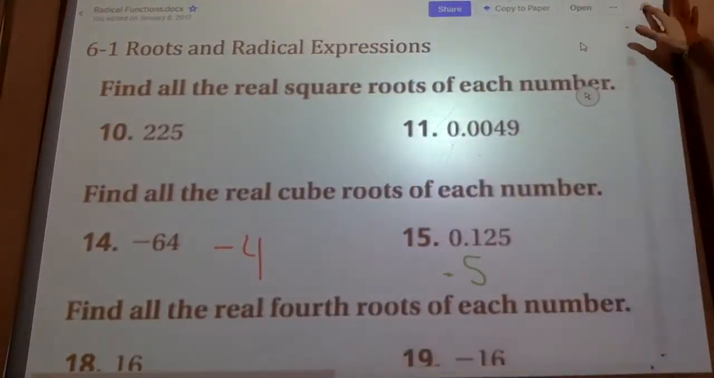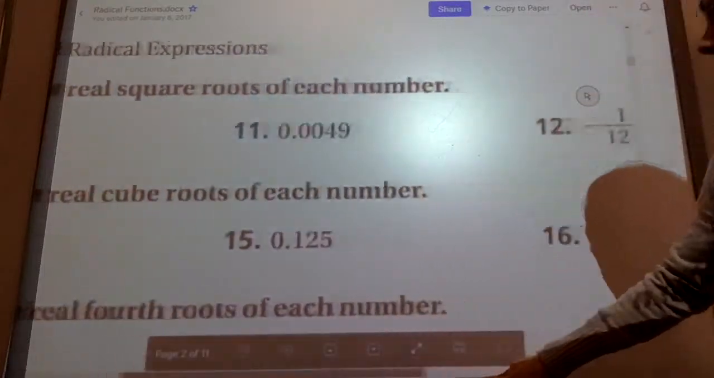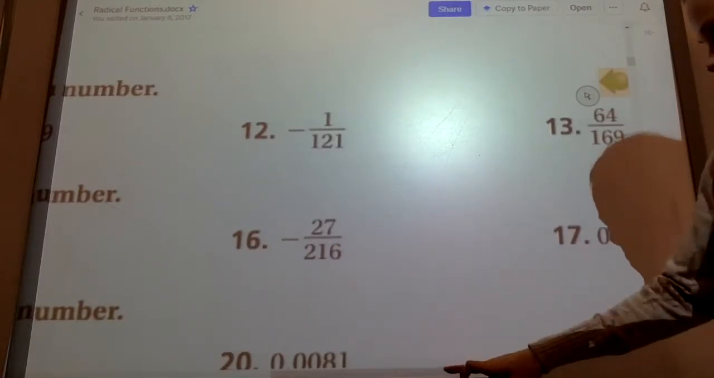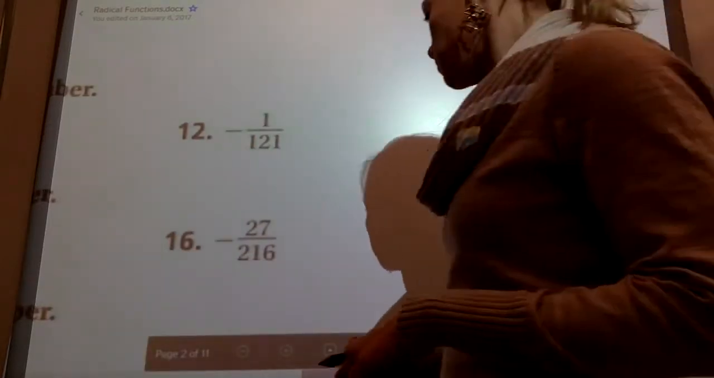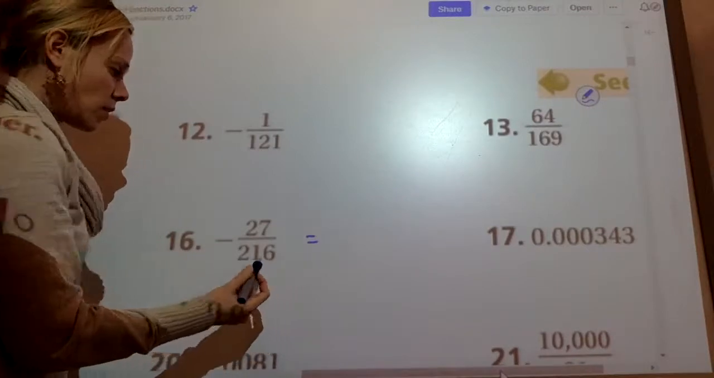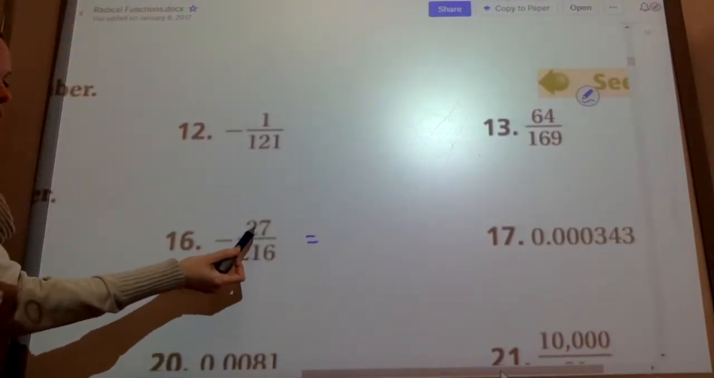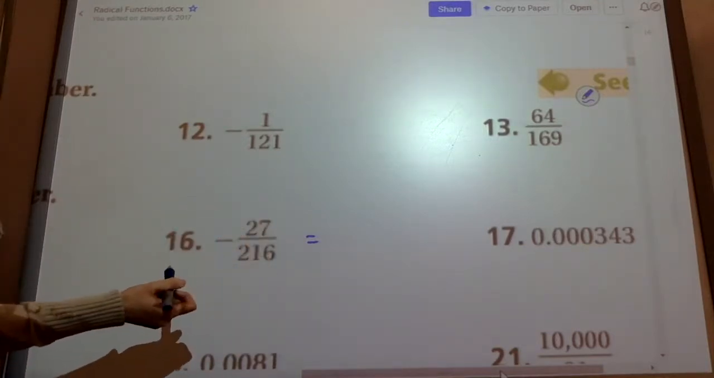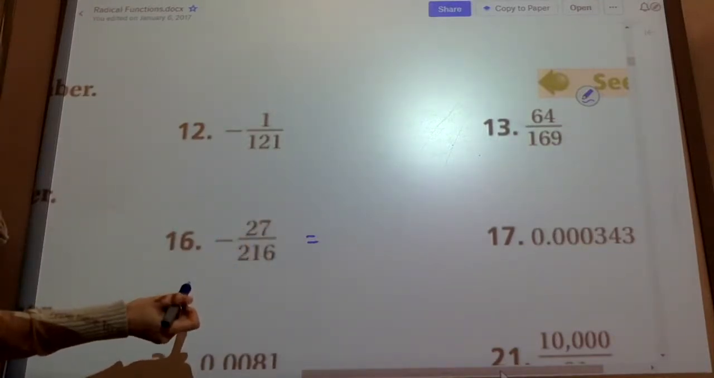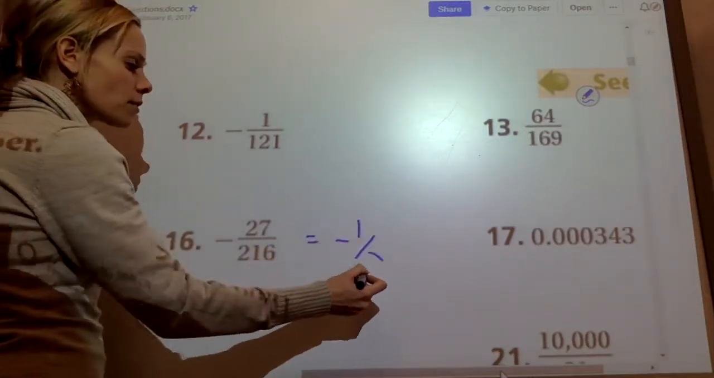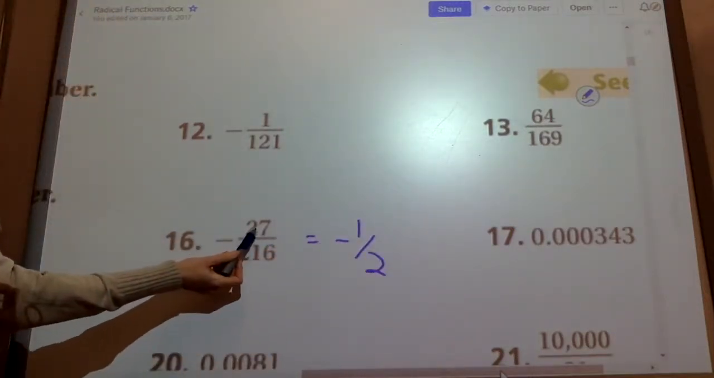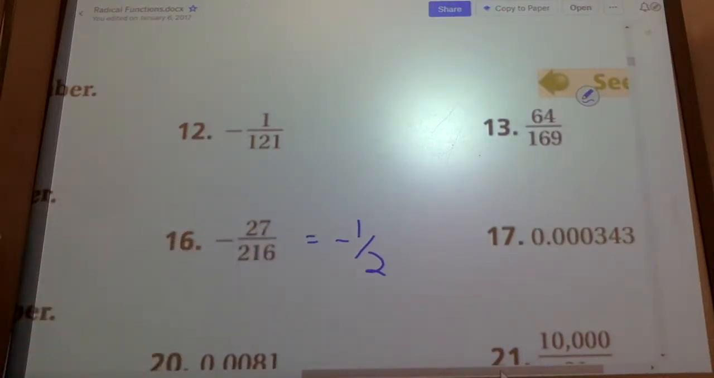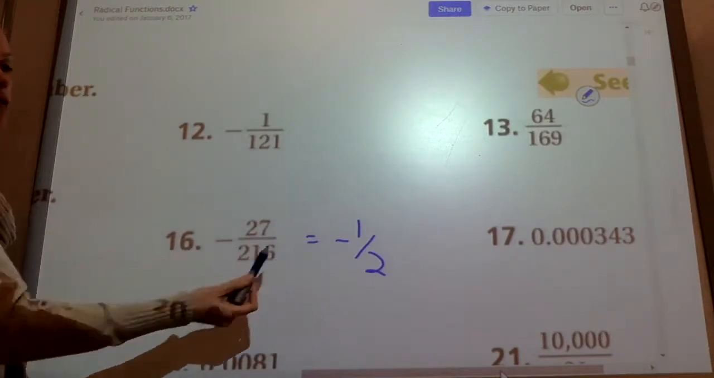How about, which one's next here? 27 over 216. And you can cube root each one. You can cube root the 27, cube root the 216. Or you can put it in one big fraction in your calculator and go math, enter, enter. What do you get? Negative 1/2. Good. Because cube root of 27 is 3. The cube root of 216 is 6. 3 over 6 is 1/2. And whenever you cube root a negative, your answer is negative.